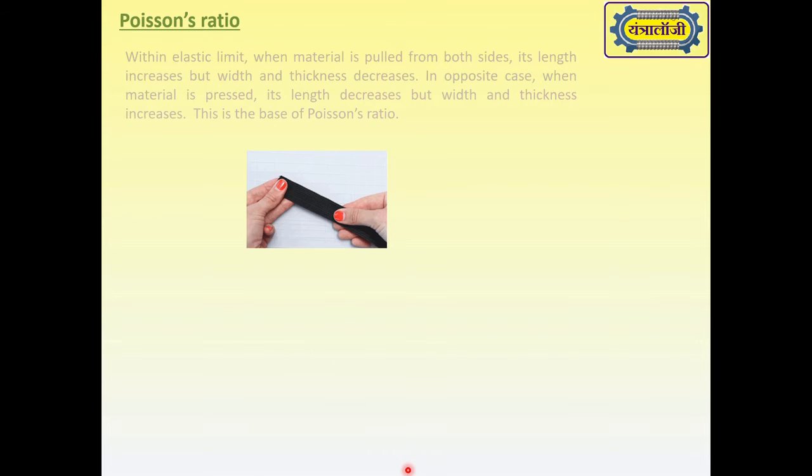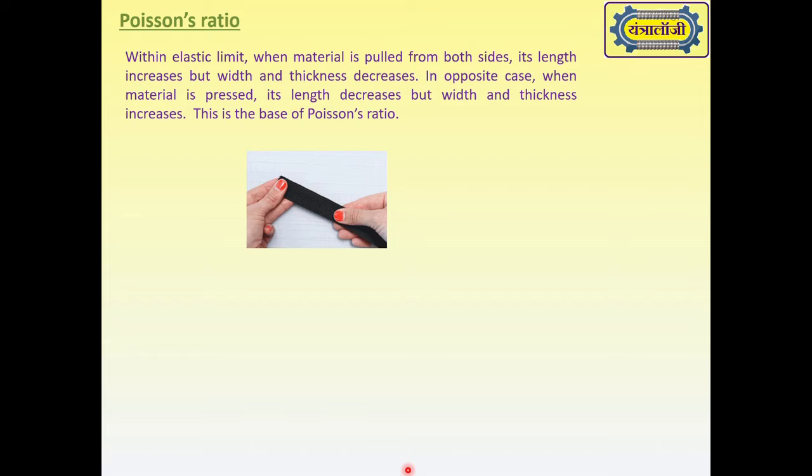Within an elastic limit, when a material is pulled from both the sides, its length increases but its width and thickness decrease. In the opposite case, when the material is pressed, its length decreases but its width and thickness increase. This is the base of Poisson's ratio. Poisson's ratio was proposed by Simon Poisson, a French mathematician.